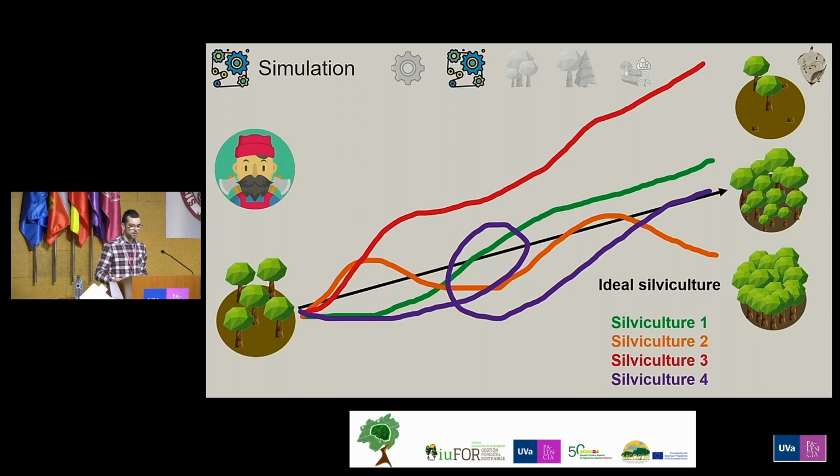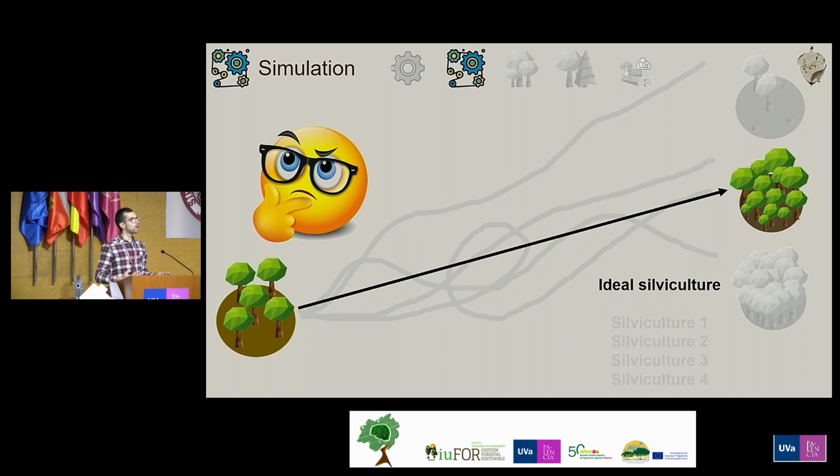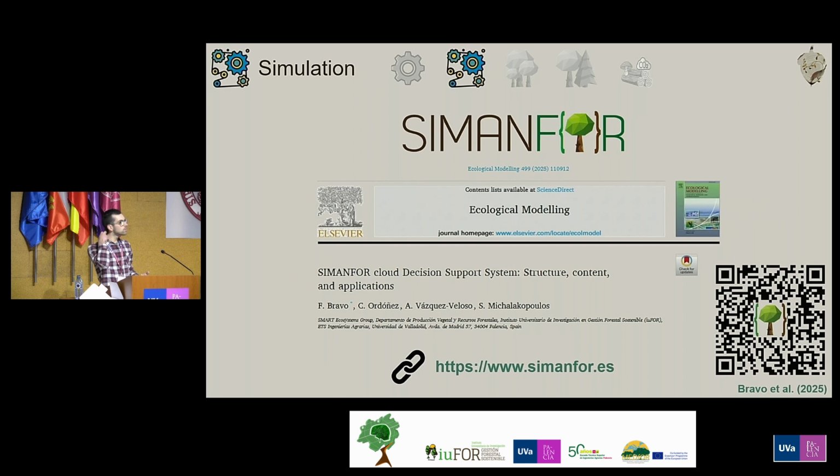And the question here is, can we somehow guess which is the ideal silviculture before applying it? And the answer is yes. We can do it using tools like forest management simulators, such as CIMAN4. CIMAN4 is a tool available online that integrates different forestry models, and it can be used to develop, compare and rank different management guidelines that better fit our objectives.